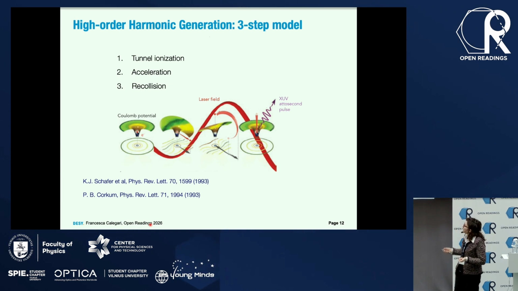What happens is that your electron is trapped in a Coulombic potential. So this is your atom; for simplicity, let's consider the hydrogen atom with one electron trapped in the Coulombic potential. Your laser comes, and the laser is so intense that the Coulombic potential is deflected.